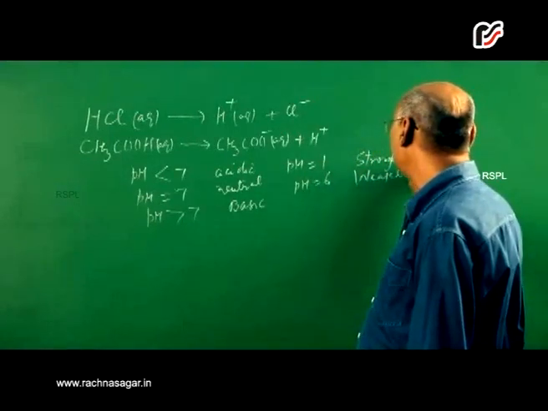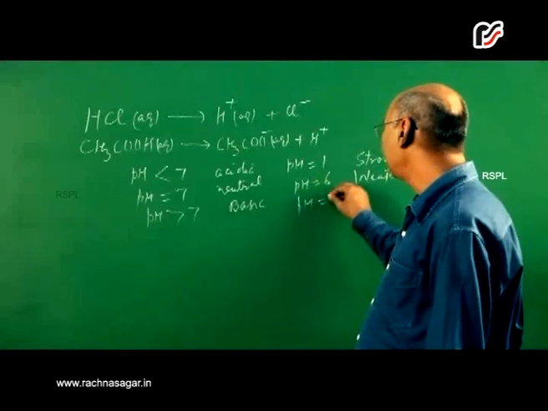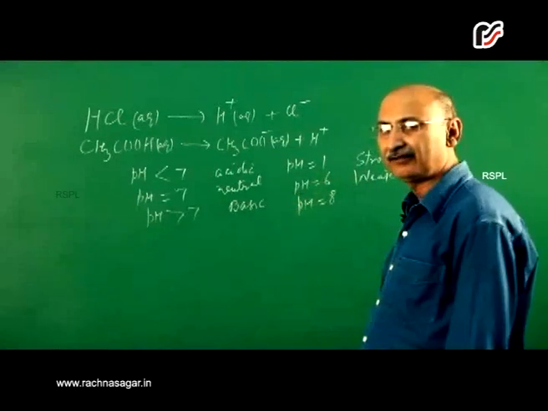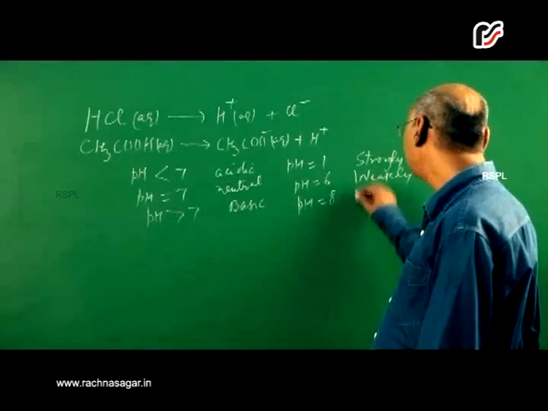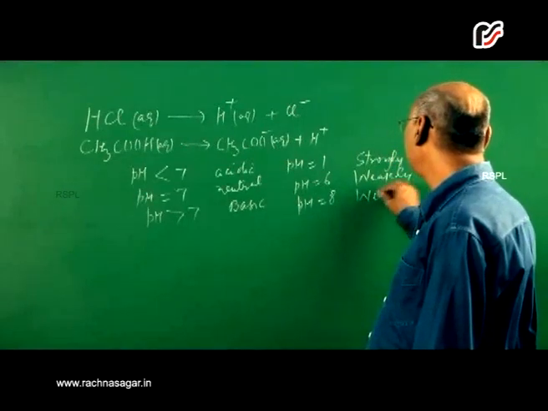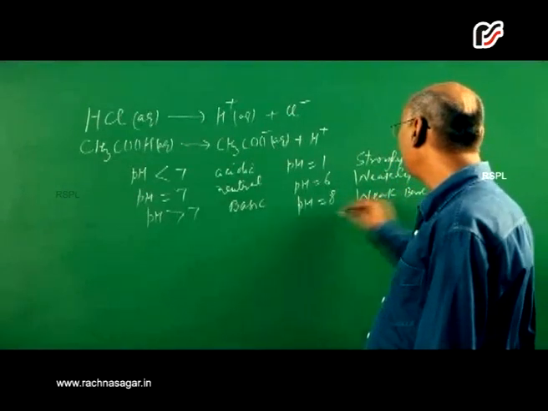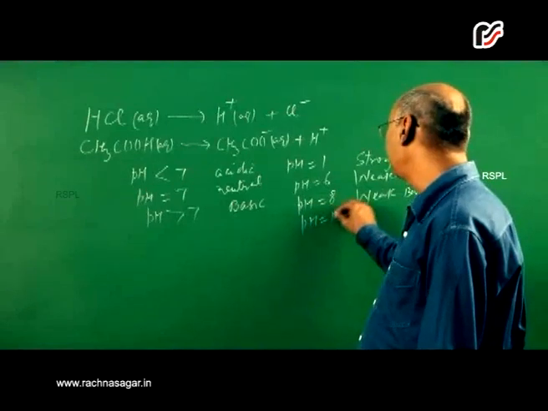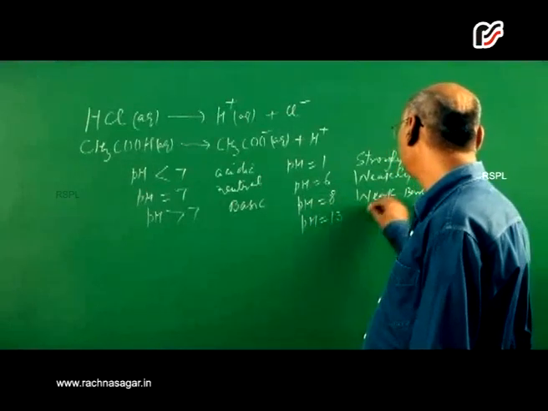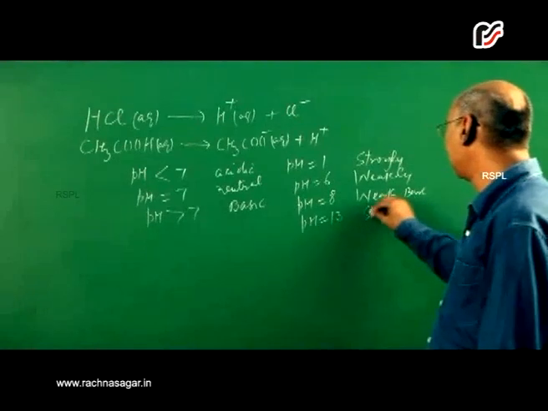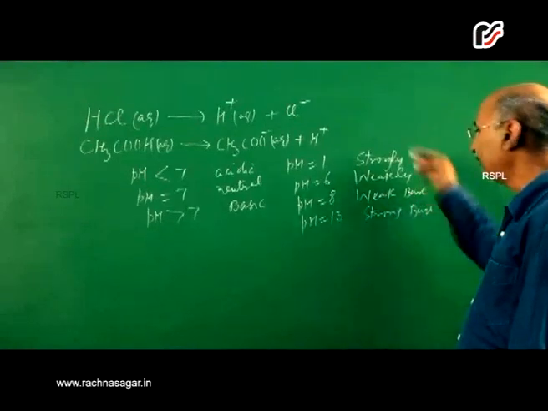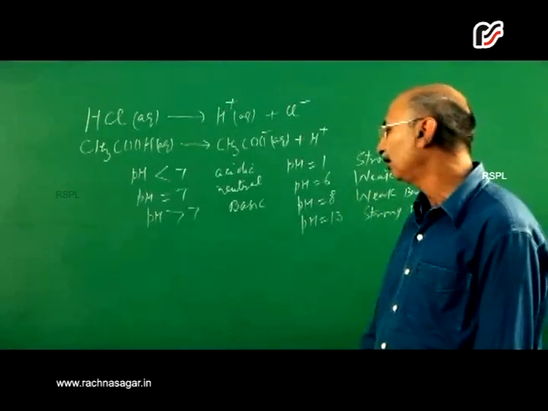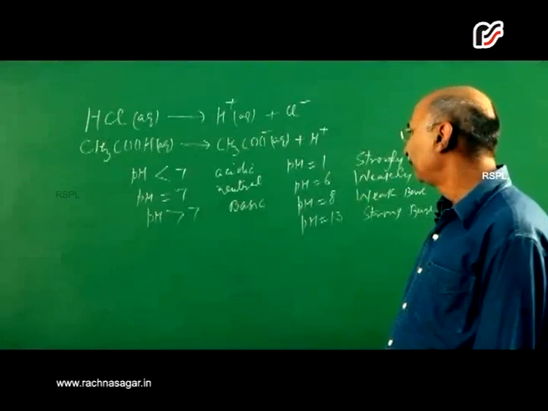Now we were taking pH equal to 8. pH equal to 8 is strongly basic or weakly basic? Weak base. It is a weak base. And pH equal to 13 is strongly basic or weakly basic? Strong base. It is a strong base. So with the help of pH we are able to find out the strength of acids as well as bases.